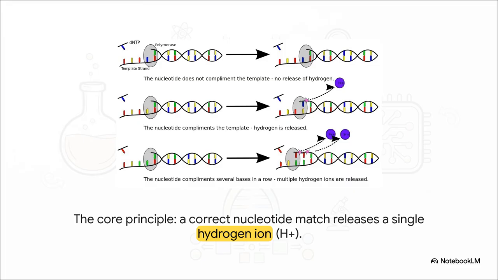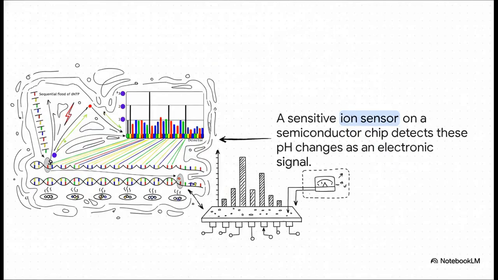When the DNA-building enzyme adds a correct nucleotide, it forms a new chemical bond. A natural byproduct of that reaction is the release of a single hydrogen ion, an H+. And what does a hydrogen ion do in a solution? It changes the pH. And this is the key innovation.